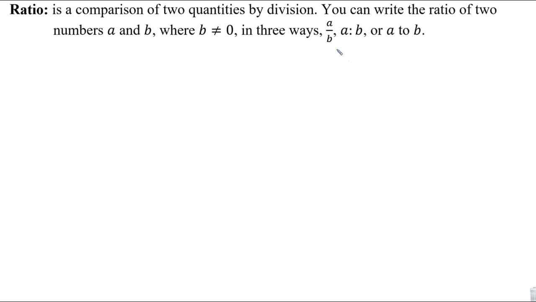We could say A over B as a fraction. We can say A colon B, which would read as A to B. Or we can just say A to B. All three of these mean the same thing. Divide A by B. That's a ratio.